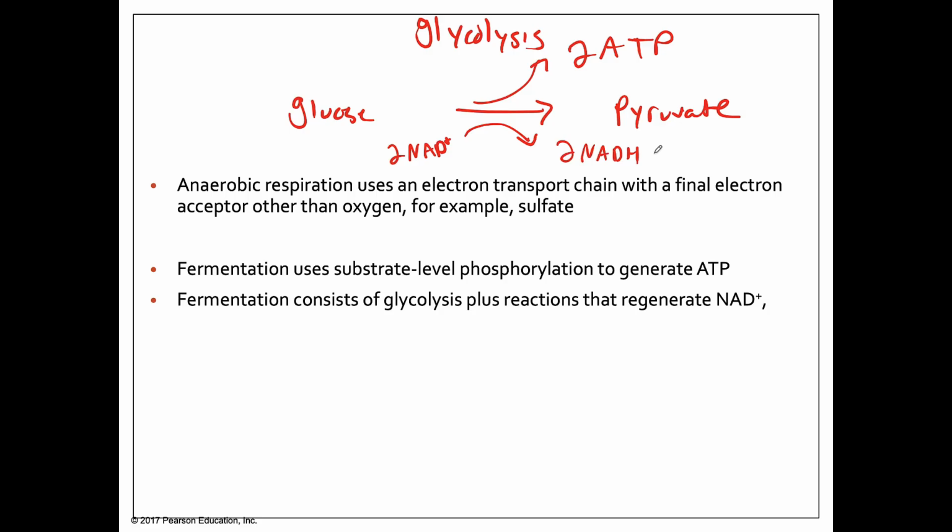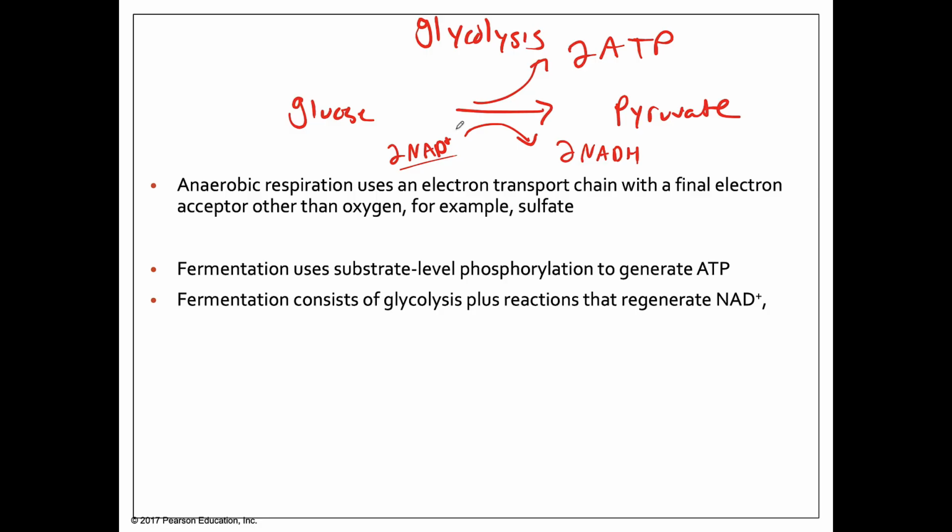Normally, during aerobic respiration, these NADHs would go over to the electron transport chain, remove the electrons, and then the electron transport chain would give back the NAD+, and glycolysis can continue to work. However, when oxygen is not present, the NADH does not go to the electron transport chain, and NAD+ is not regenerated.